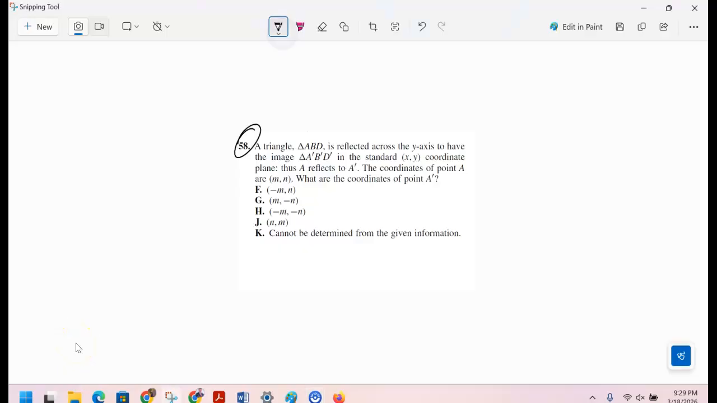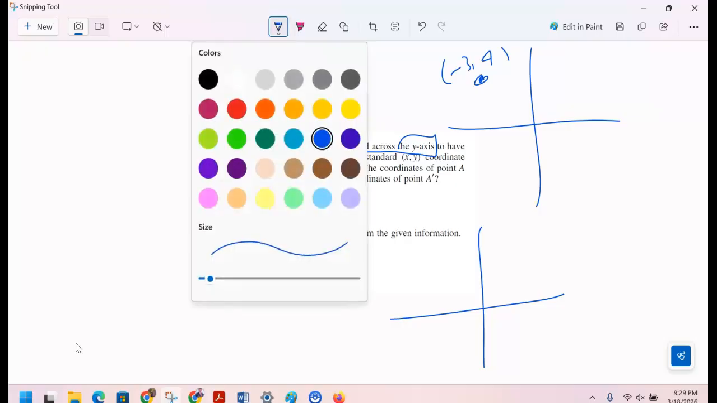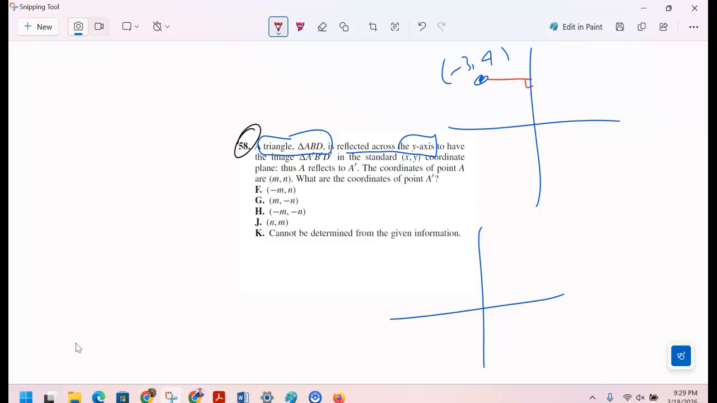Question number 58 says there is a triangle ABD reflected over the y-axis. When you talk about the y-axis, a point could be here, minus 3, comma 4. Reflection means on the other side it will be reflected somewhere here. If this is minus 3 and this is 4, this point will be plus 3 and 4. The question is asking, what are the new points? If this is A, what are the coordinates of A prime after the reflection?